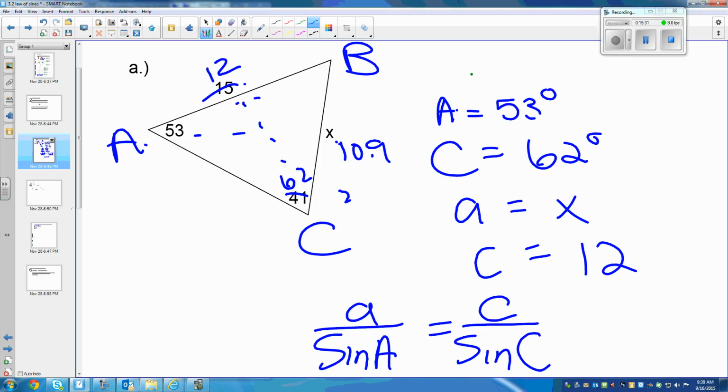How do you guys feel about the sine law so far? Easy. That's good to hear. My mouse is acting up today, you guys. I can't find him. You see him? Ah, there he is. So we're going to move on to the next question.